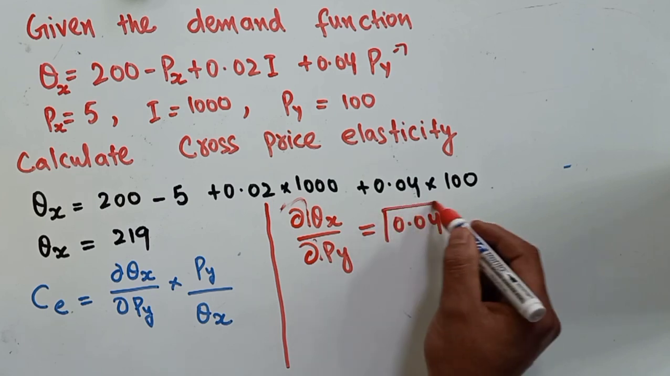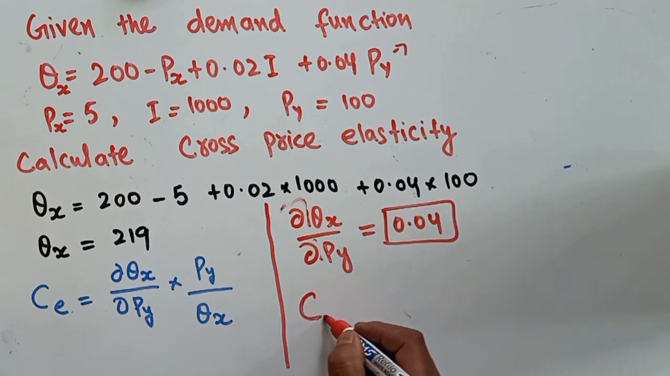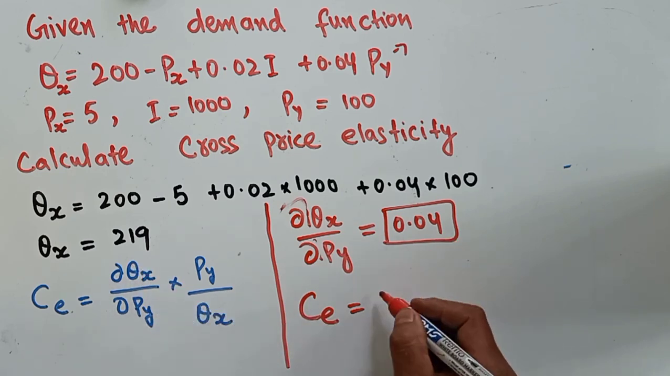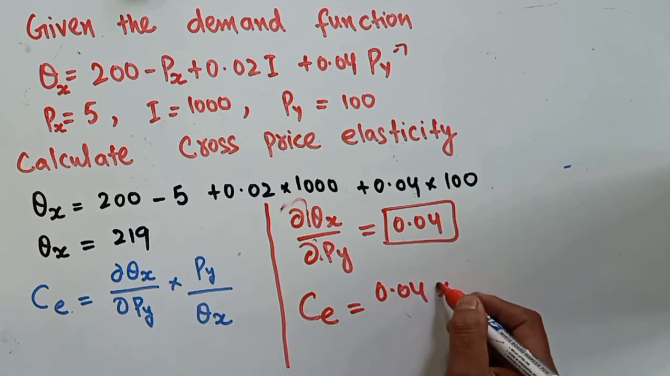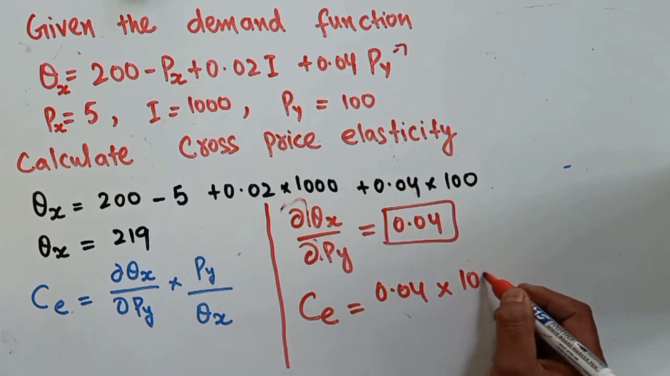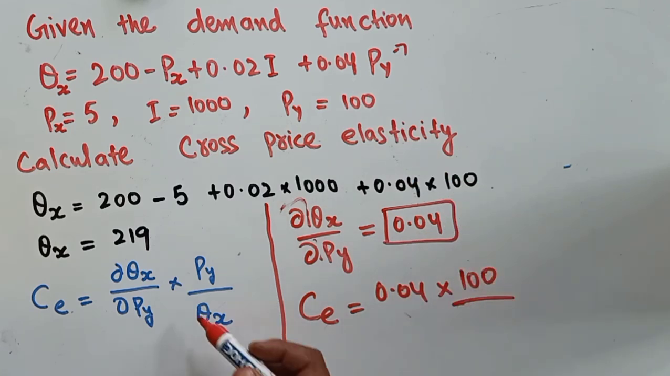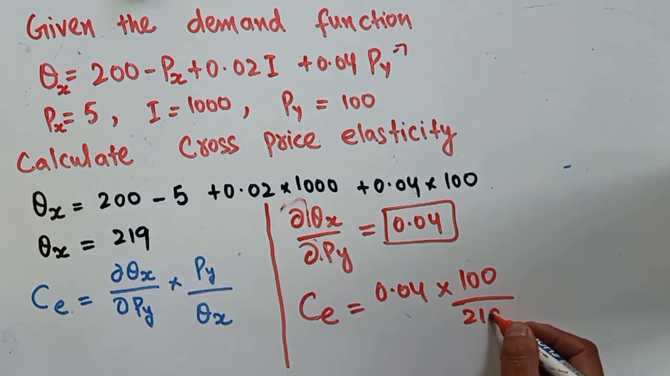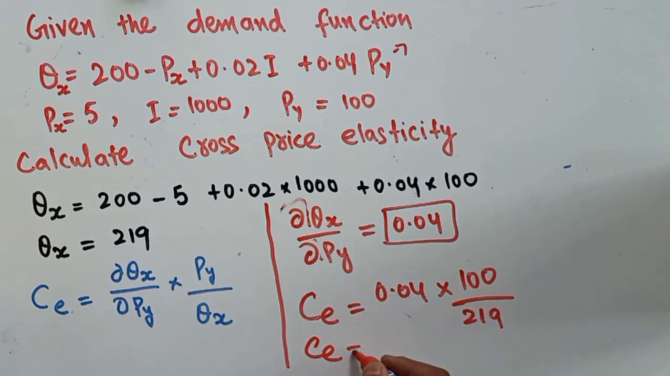So we got this derivative, which means cross price elasticity of demand will be equal to dQx upon dPy, which is 0.04, times price of good Y, which is 100, divided by quantity of good X that we calculated, which is equal to 219. Solving this, cross price elasticity will come out to be 0.02.